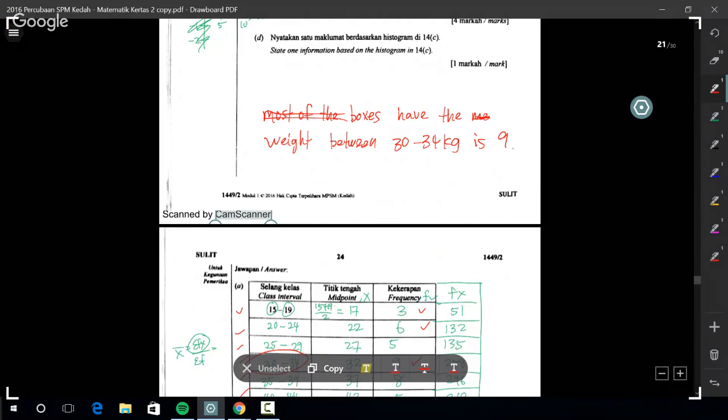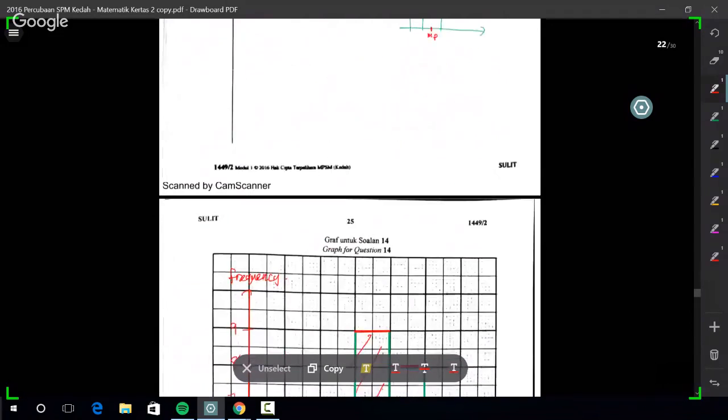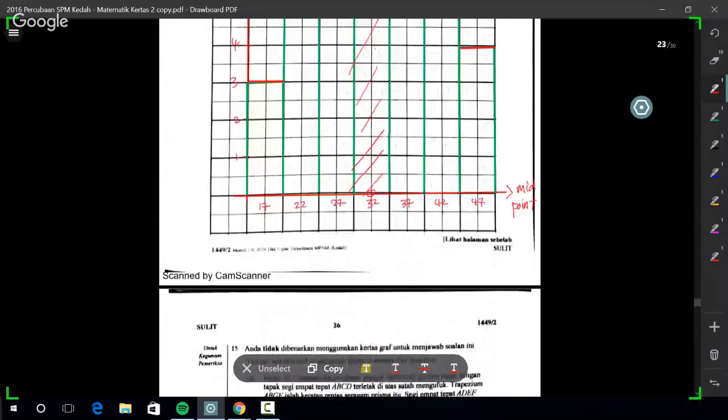Right? Okay. Say frequency of the boxes. Here you can write the frequency here. Frequency of the boxes that have the mass, have the weight. Or if you don't like to use weight, you can use mass. Mass between 30 to 34 kg is 9. All right, you can write out any information. This one is just 1 mark. It's just a sort of bonus mark for it.